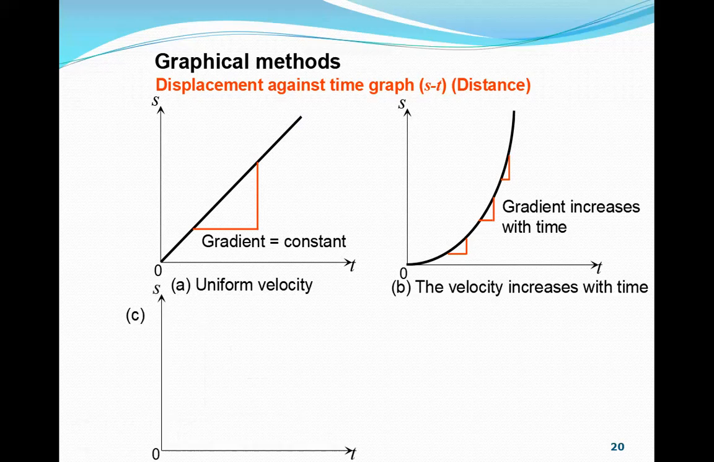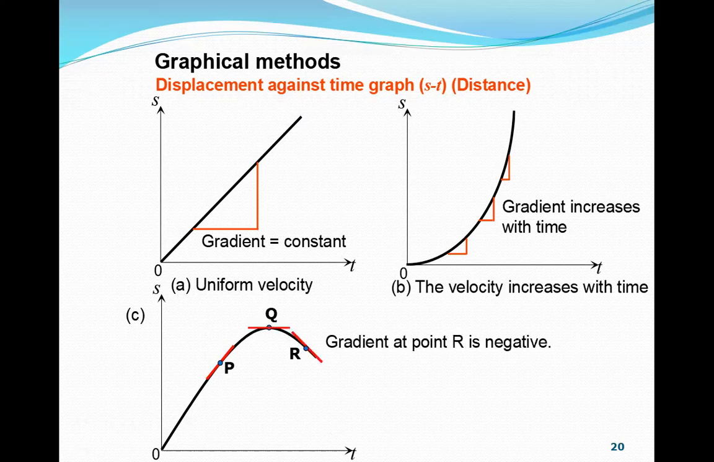Come to the next part, the second one. The curve on the left hand side shows the gradient is decreasing. If I calculate the gradient at P, at Q or at R, the gradient at point R shows a negative gradient. Why? Because it's going down. So the gradient is negative. If the gradient is negative, it means the velocity or the speed is decreasing.